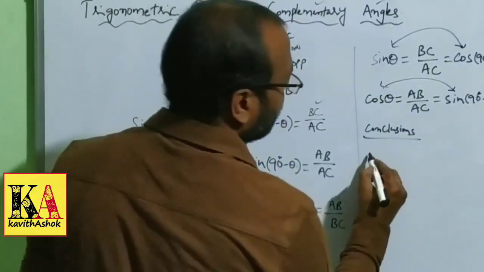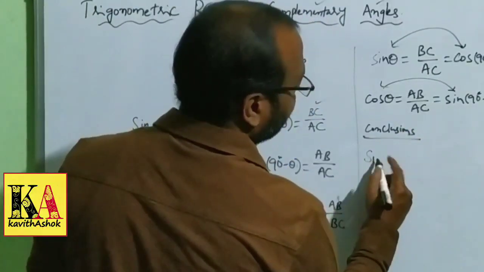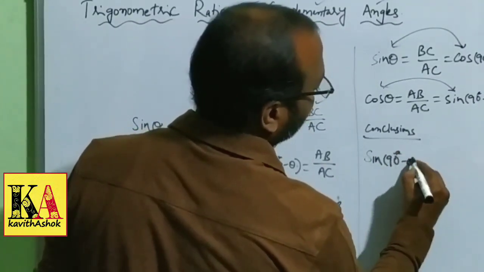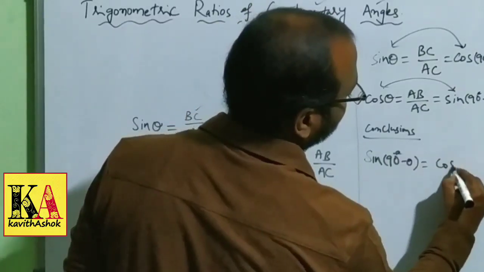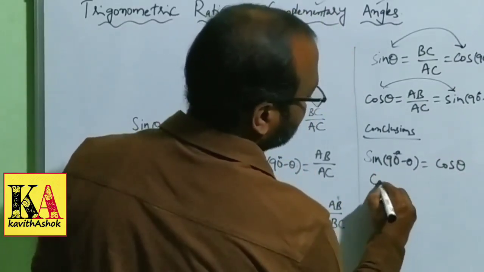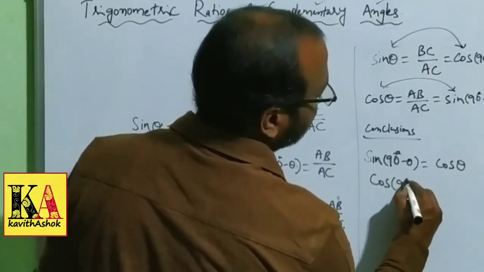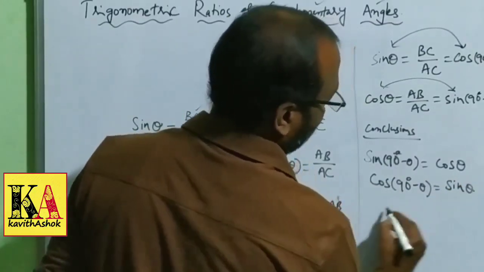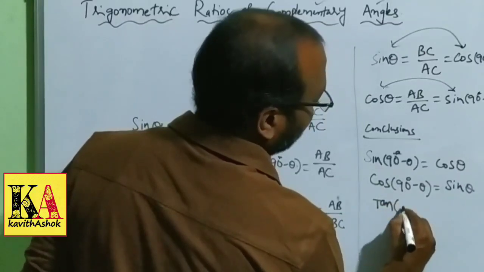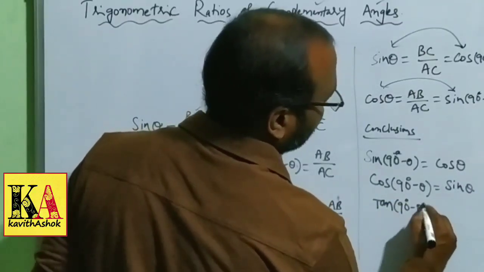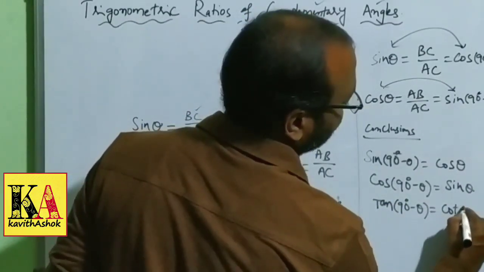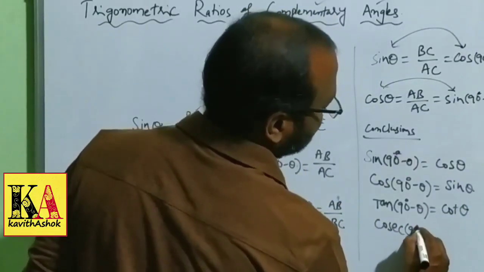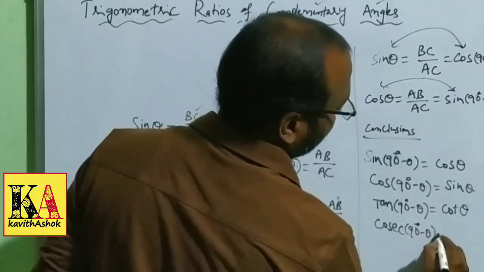Conclusions are: sin 90 minus theta is nothing but cos theta. Cos 90 minus theta will become sin theta. Tan 90 minus theta will become cot theta. Cosec 90 minus theta will become sec theta.